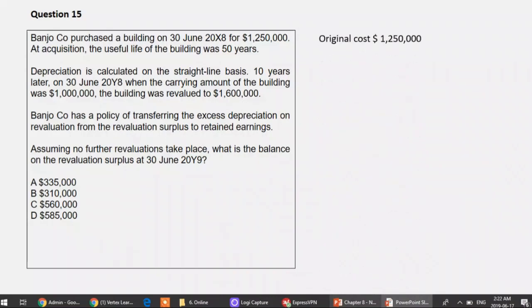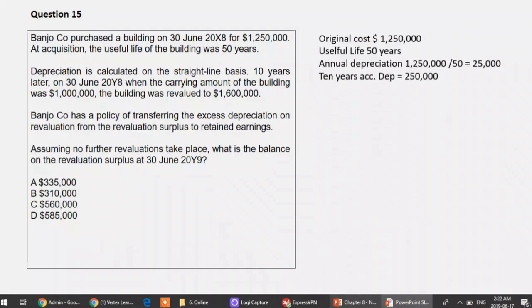Original cost was 1.25 million. Useful life 50 years. Depreciation is 25,000 per year. 10 years depreciation is 250,000. And net book value is 1 million. I calculated it, but they have already given it in the exam in this question. But you can also calculate. Now, fair value is 1.6 million. So your revaluation gain is 600,000.